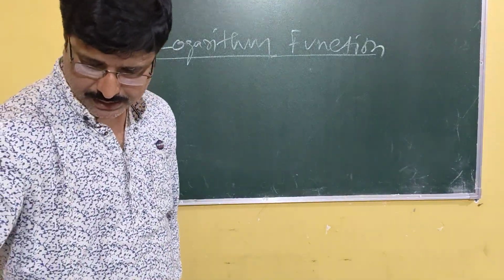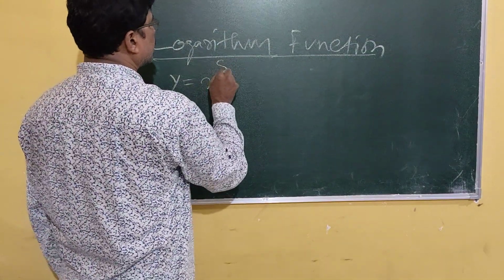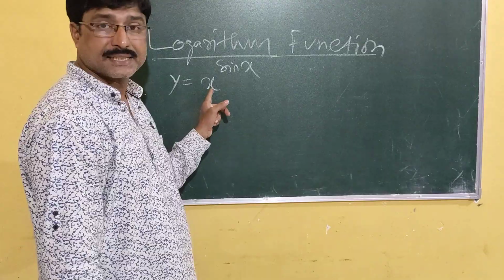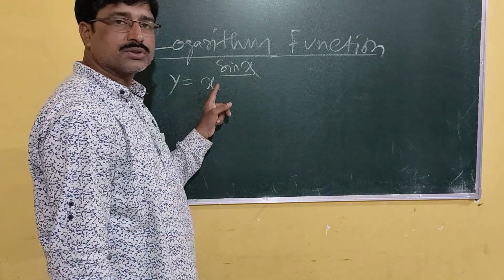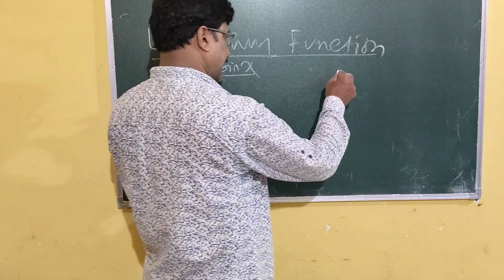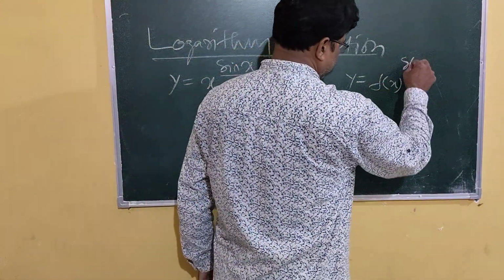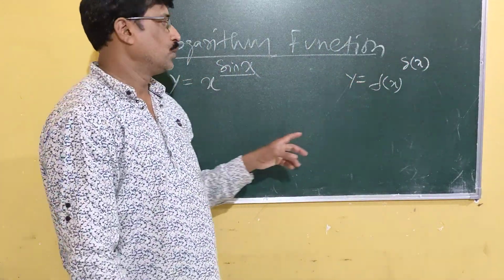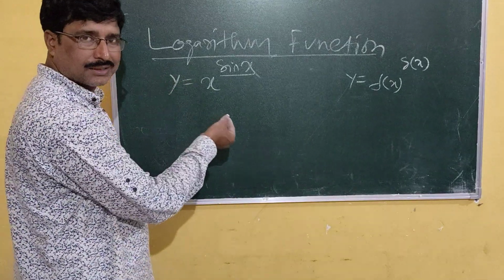Logarithm, yes, y is equal to x to the power sin x. See, this is x to the power sin x, not x into sin x. If the functions are function to the power function, that means y is equal to f of x to the power g of x, in this manner, we have to take the help of logarithm. Here we can take logarithm on both sides.